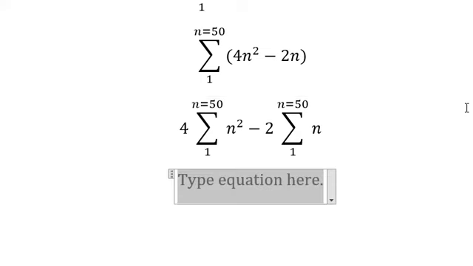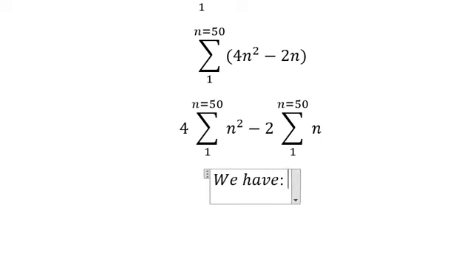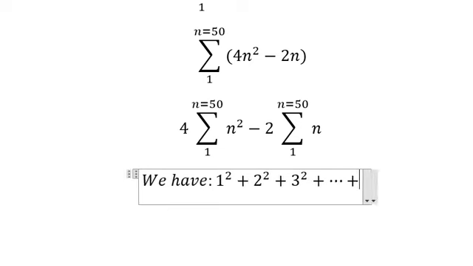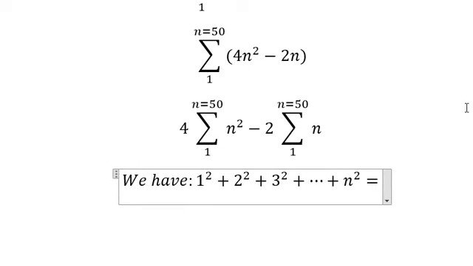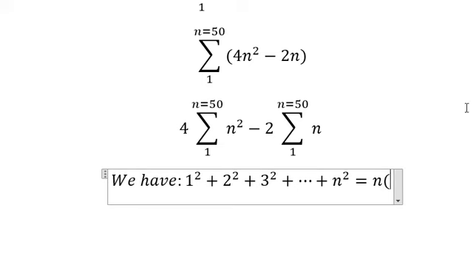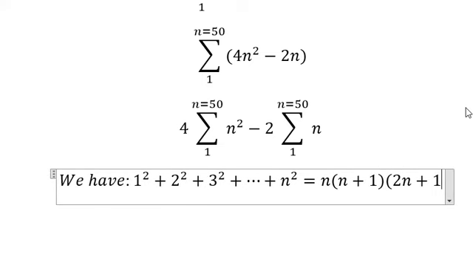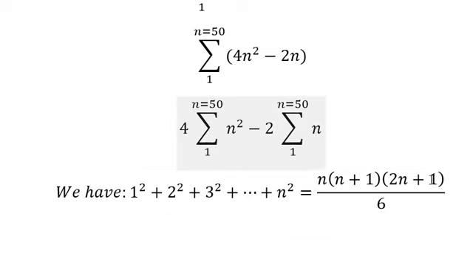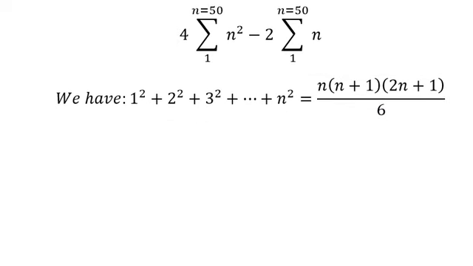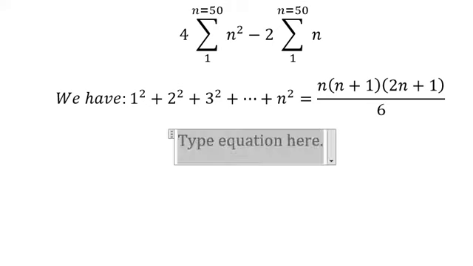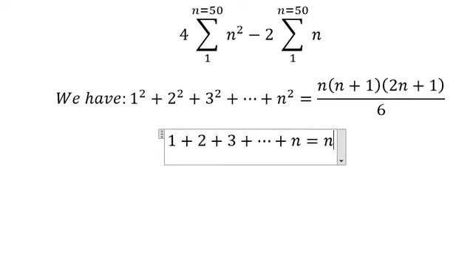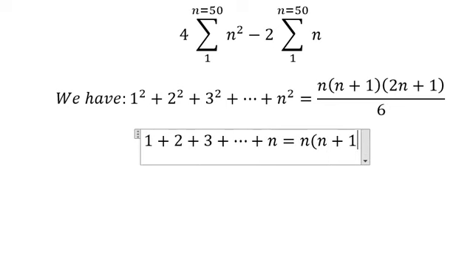We have 1 squared plus 2 squared plus 3 squared until n to the power of 2, which equals n times n plus 1 times 2n plus 1 over 6. Similar for n, we get the sum from 1 plus 2 plus 3 until n, which equals n multiplied with n plus 1 over 2.